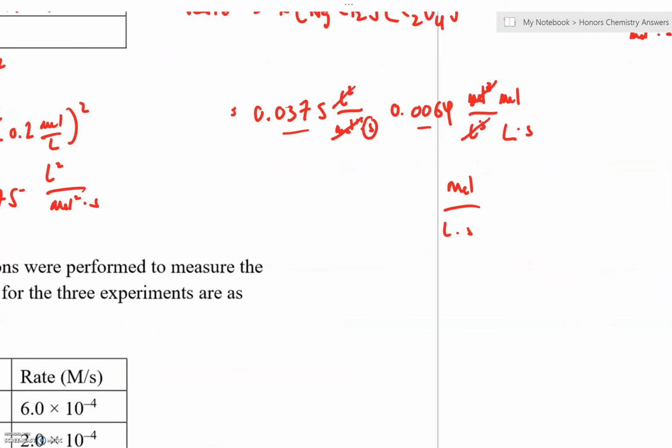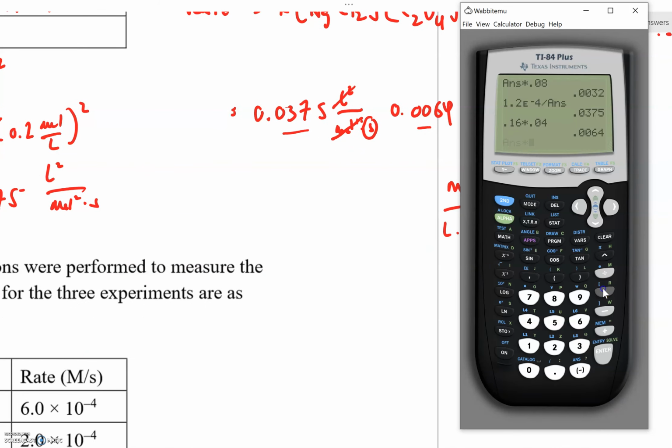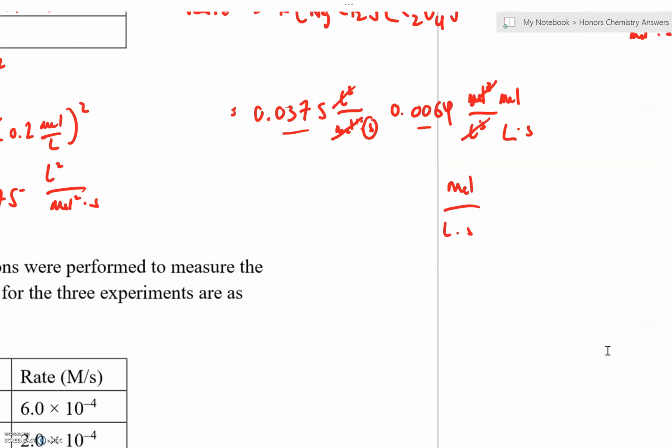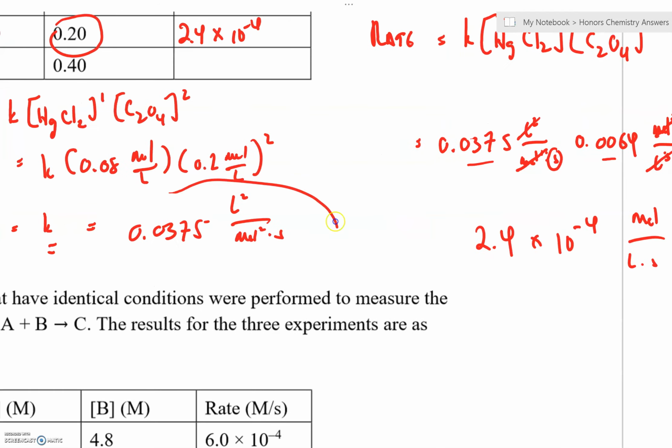Let's verify. So we'll take 0.0064, and we're going to multiply that by 0.0375. I'm tired of being so awesome. Boom! 2.4 times 10 to the negative 4. Ladies and gentlemen, that is the purpose of calculating the value and units of the rate constant K. All right? That's all we're doing.